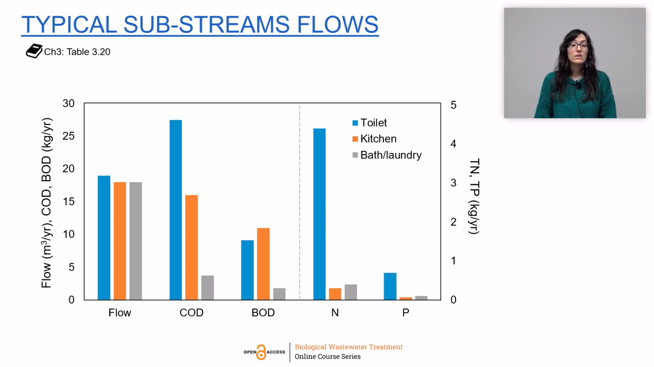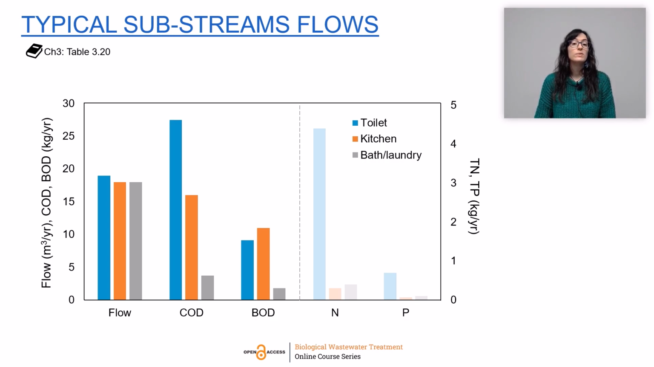Here you can see the typical yearly contributions of each stream expressed as mass flows. We can see that all the streams have similar volumetric flows, but significantly different contributions for the different components. So let's take a closer look. In terms of organics, the toilet is the main contributor to the COD load, followed by the kitchen, and then the bath and laundry have a much lower contribution compared to the other two.